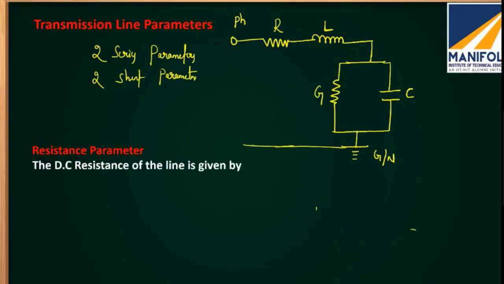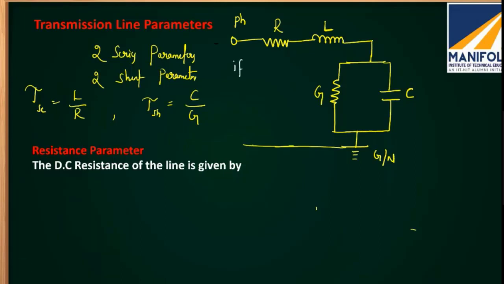Okay. So what is the time constant of an RL circuit? The series time constant of a transmission line is given by L by R. The shunt time constant is given by C by G.